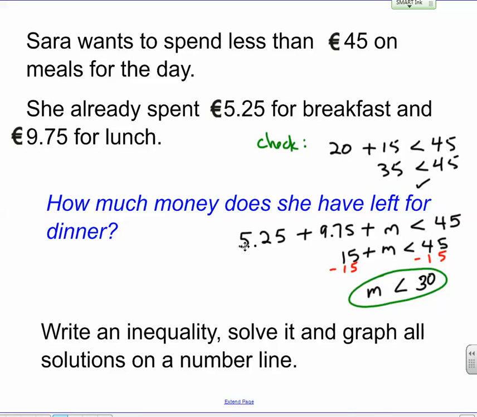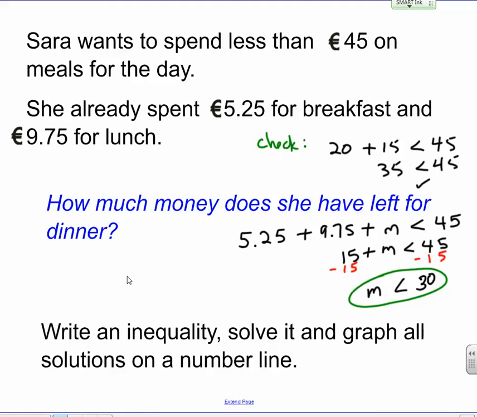So you need to simplify before you solve. Breakfast and lunch added up to 15. And 15 plus M must be less than 45, so subtract 15 from both sides. And M is less than 30, which means she must spend less than 30 euro on her dinner in order to be under 45. So I pick a number.